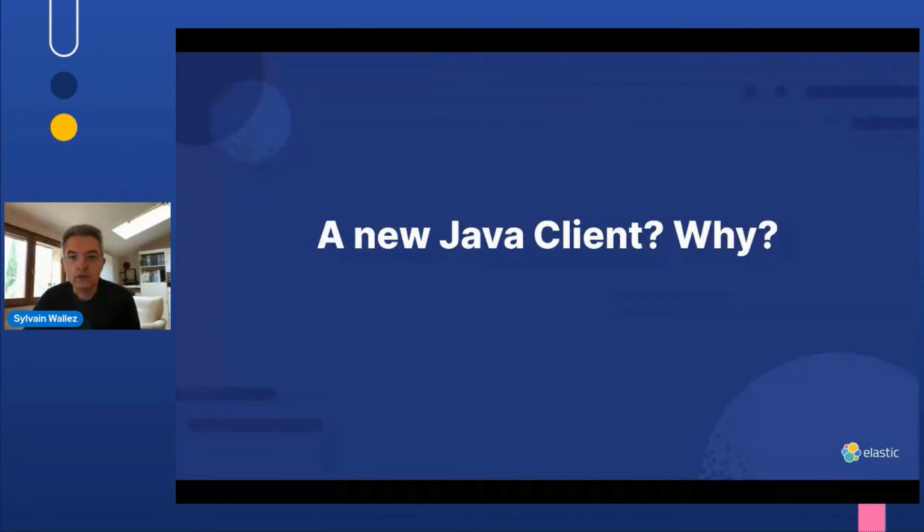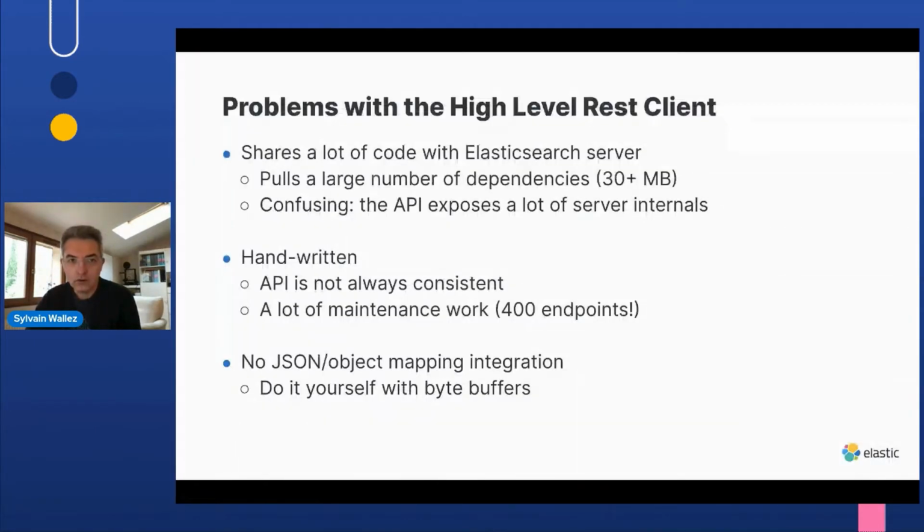Why do we need a new client when we had one for a number of years already? So the current Java client is named the high-level REST client. It has a number of issues that the new client aims to solve. The first one is that it shares a lot of code with the Elasticsearch server. That was meant to ease the development in that server by using a common code base, but it turns out that it had some bad side effects.